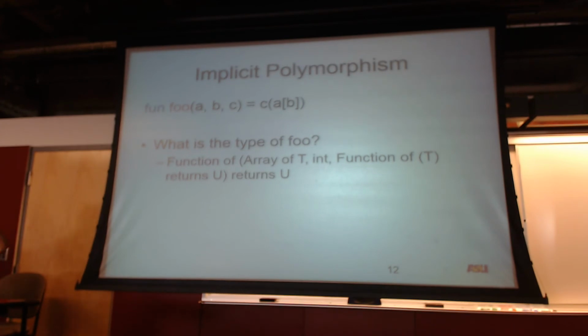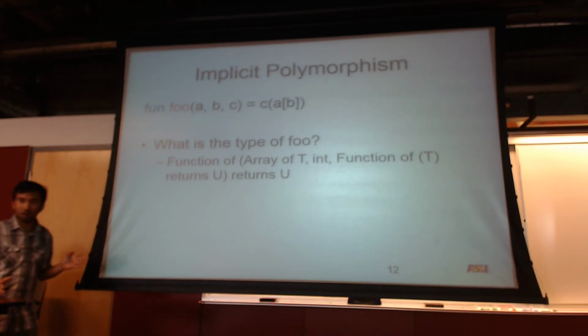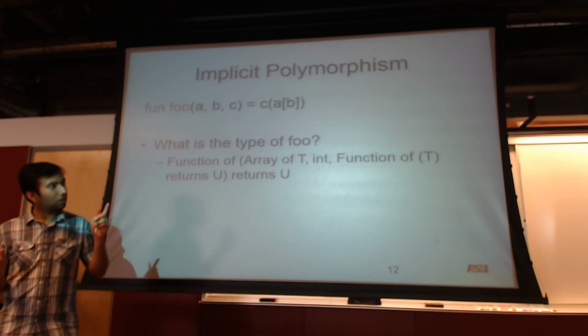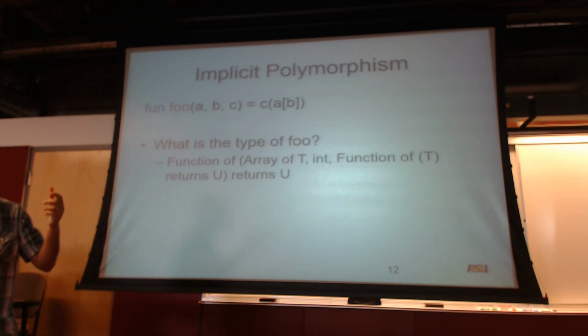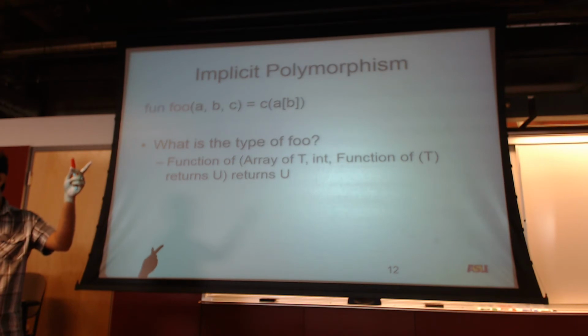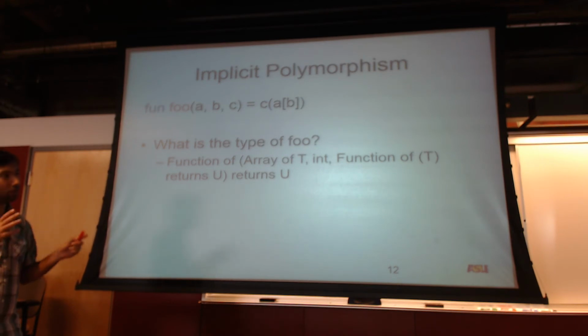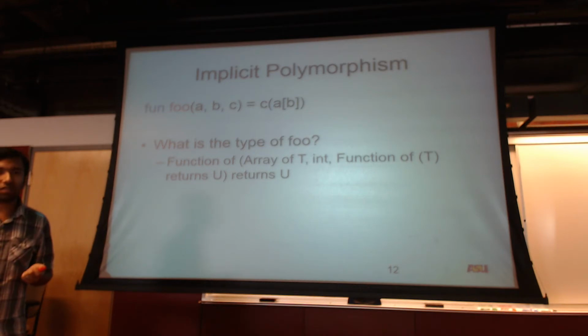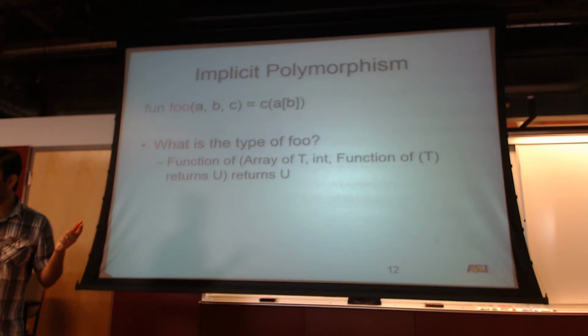So now who has this type? It's a function of some things. So what are those things? The first argument is an array of T. The second argument has to be an int because B is the index. The third argument is a function of T and returns U. And what should be the return type of foo? It should be whatever C returns because that is the expression.